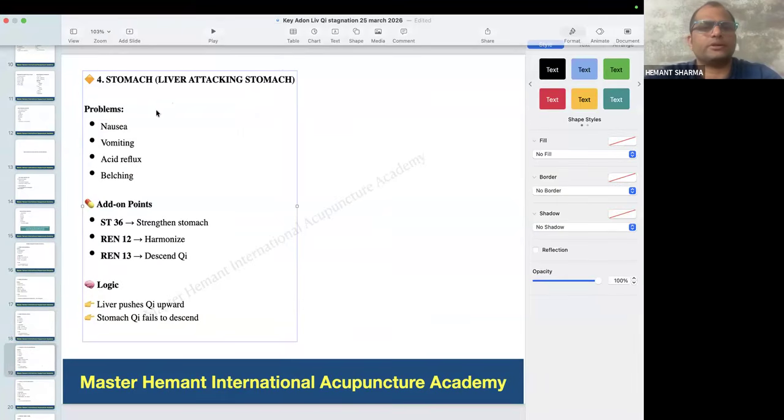Then stomach: liver attacking the stomach, nausea, vomiting, acid reflux, belching. So first the formula of liver chi stagnation, then we'll add stomach 36, CB12, CB30.